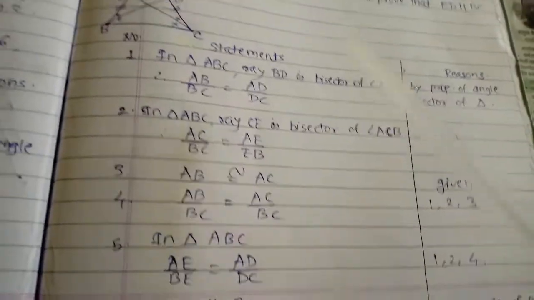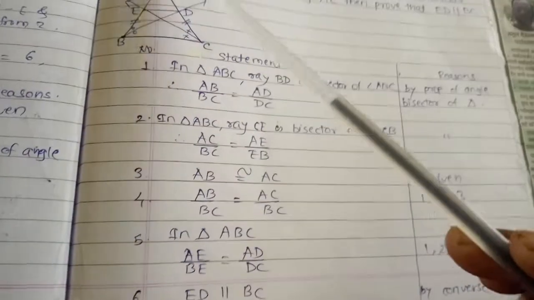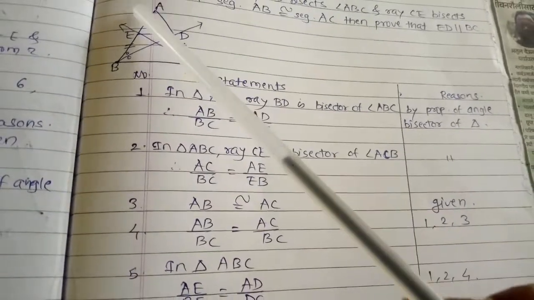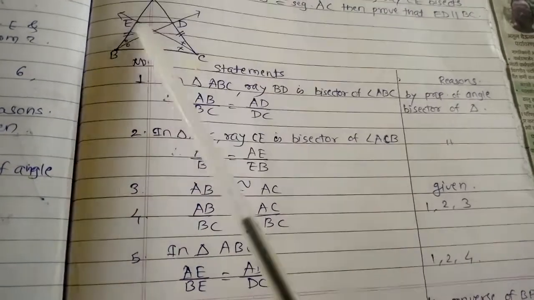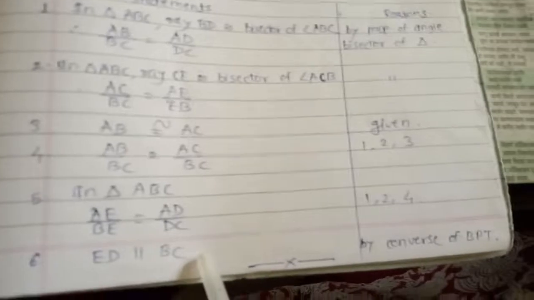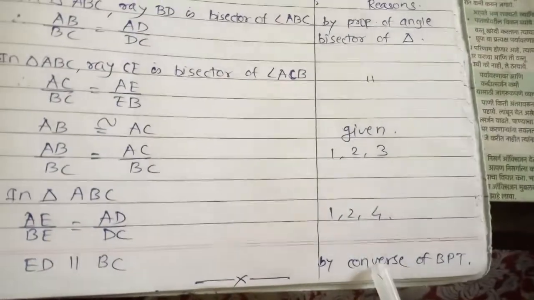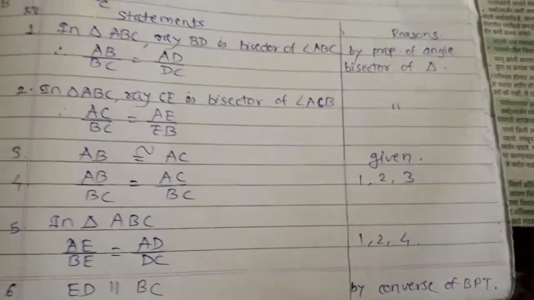And now we can say that we have proved AE upon BE is equal to AD upon DC. These ratios are the same, so DE is parallel to BC. The reason is by the converse of BPT.